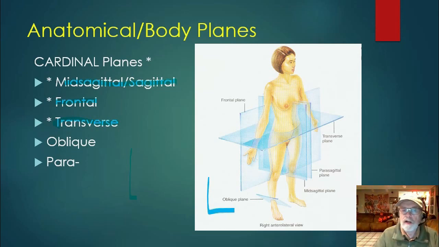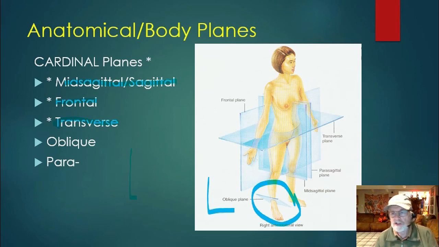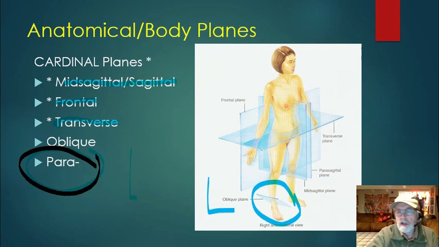There are other planes that we could have in the body. If you look at this one down here, it is called an oblique plane because it's not on any of those three cardinal planes. If a plane is parallel to a cardinal plane, it's called para. So a parasagittal would be a plane that is parallel to the sagittal plane.